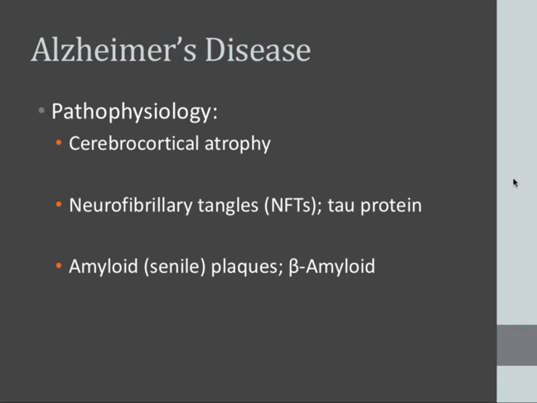Next, we'll look at the pathophysiology of Alzheimer's disease. So the three hallmarks of Alzheimer's disease that you need to keep in your head are cerebrocortical atrophy, neurofibrillary tangles, and amyloid plaques, specifically beta amyloid plaques.